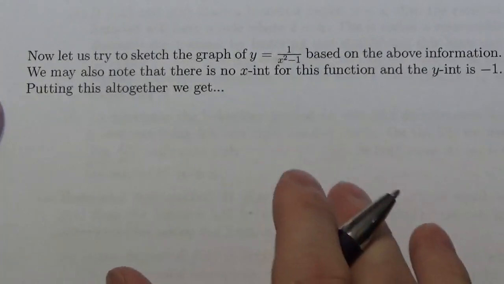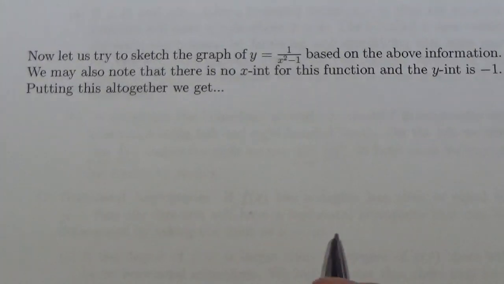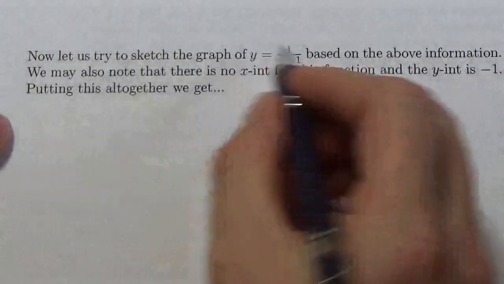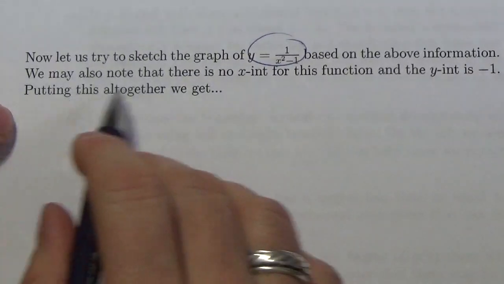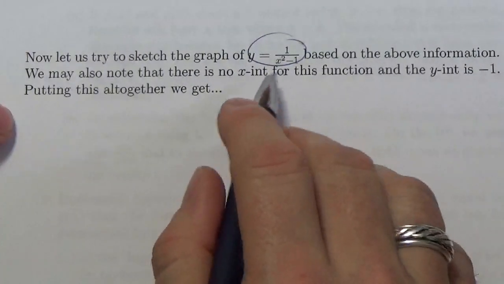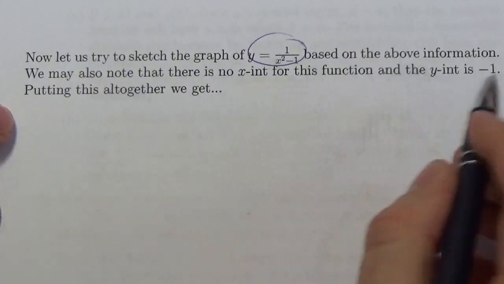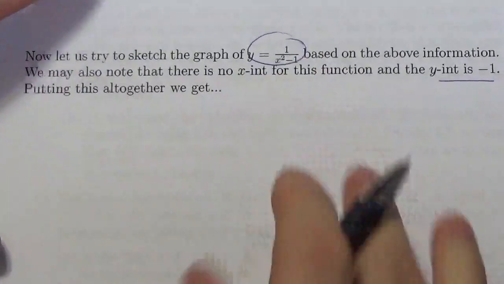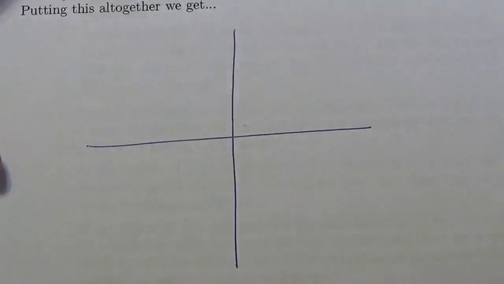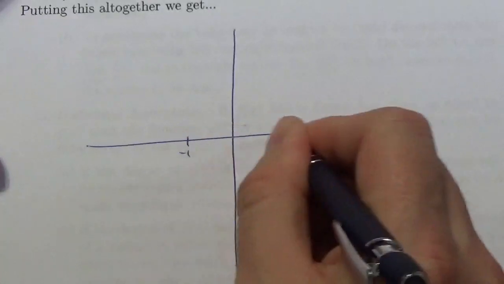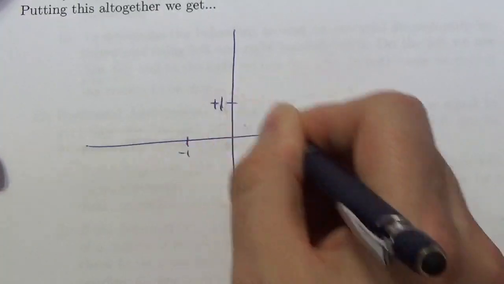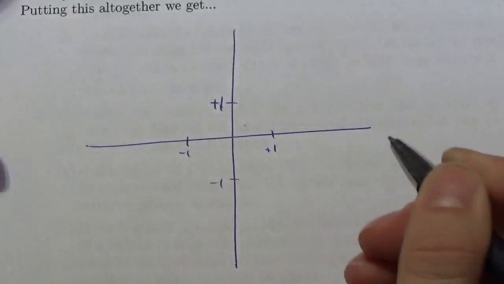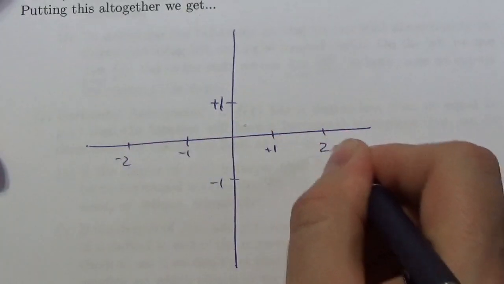Okay, now just to finish off these previous couple of questions, let's put them together. Let's try to sketch the graph of y equals x squared minus 1 based on the above information. We should note that if I let x equal 0, my y-intercept is negative 1. So let's put this together. Here's my Cartesian plane. Here's negative 1, 1, positive 1, down here negative 1, negative 2, positive 2, and so on.